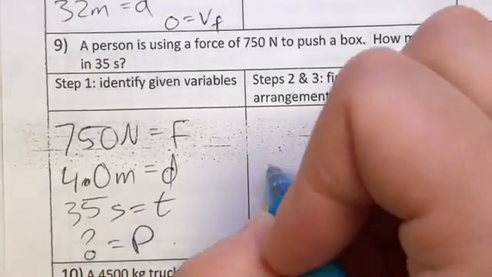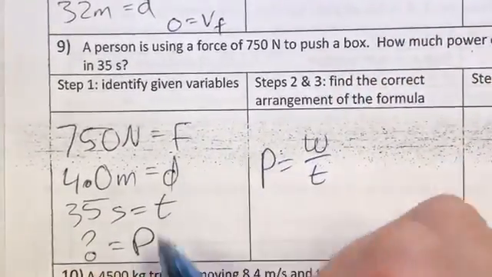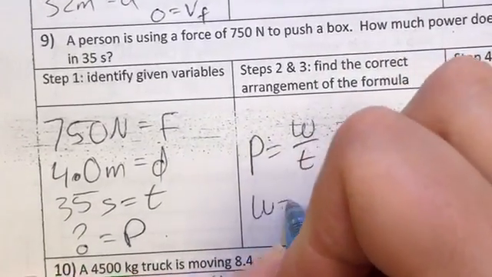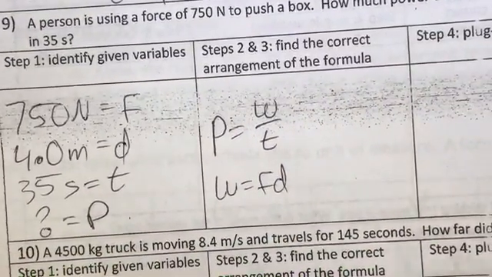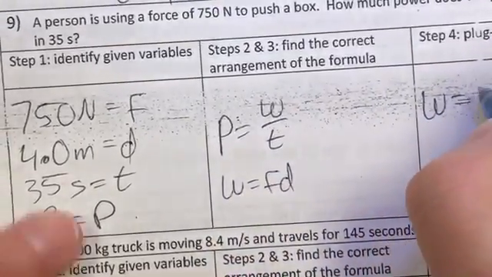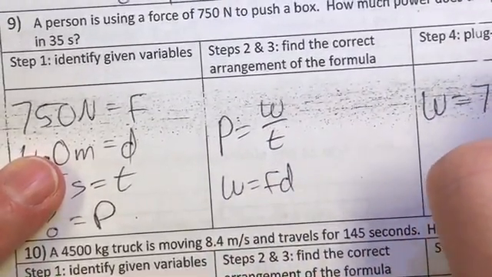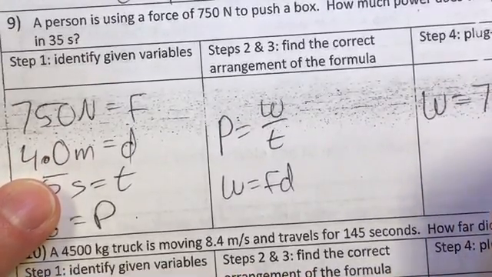power. Well, if you look at your formulas for power, power is work divided by time. We don't have work. However, work is force times distance. We're going to have to use 2 formulas to solve for this one. So first we solve for the work and then plug into the power formula. So work, force of 750 multiplied by a distance of 4.0 meters.